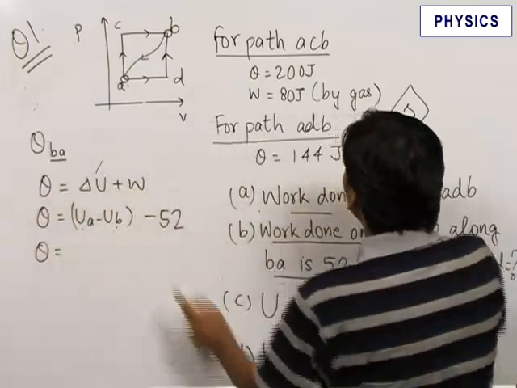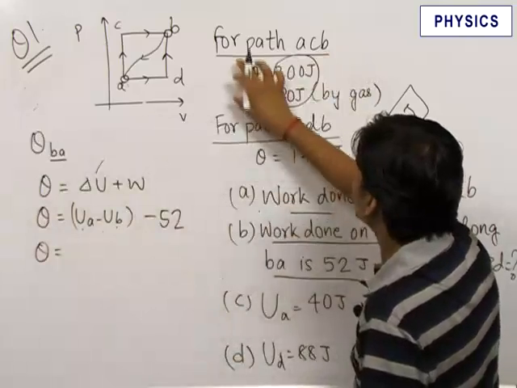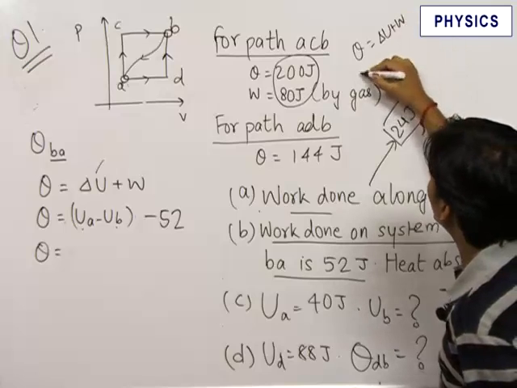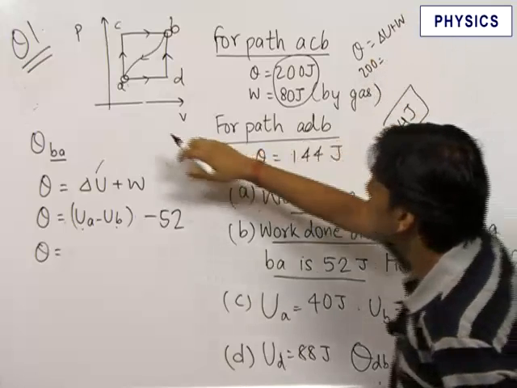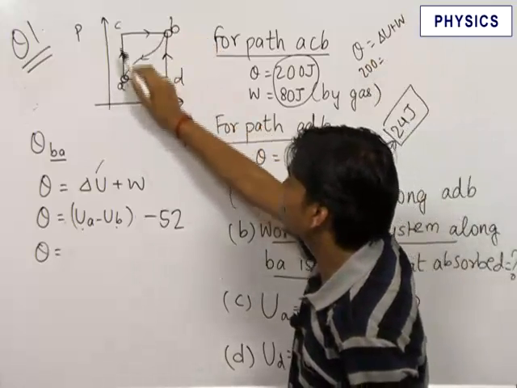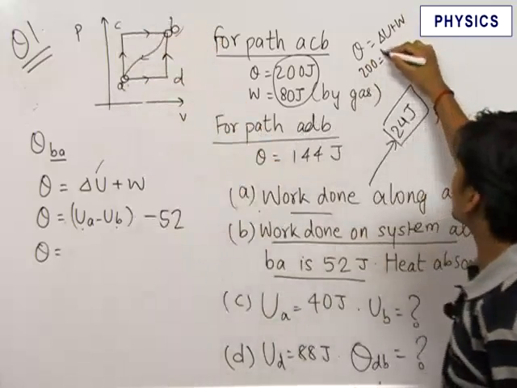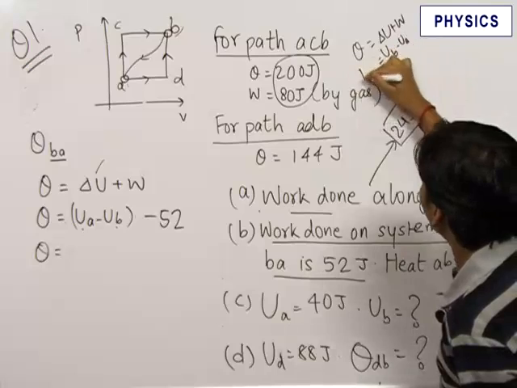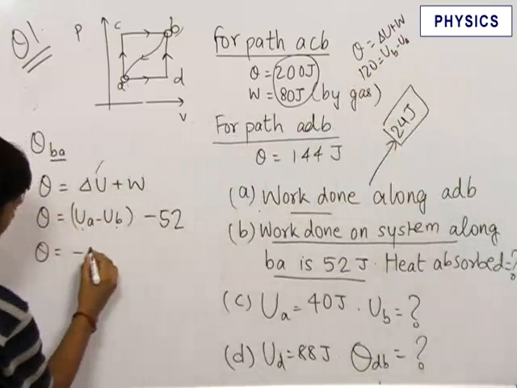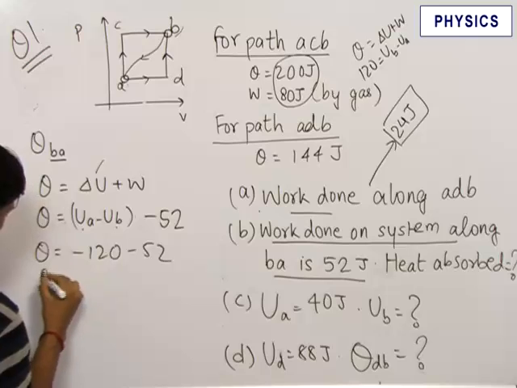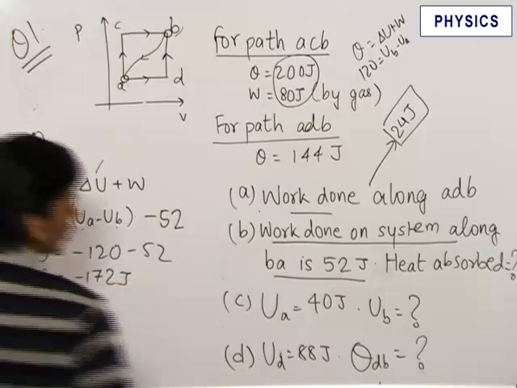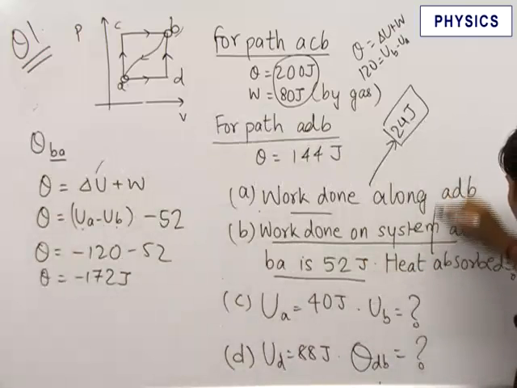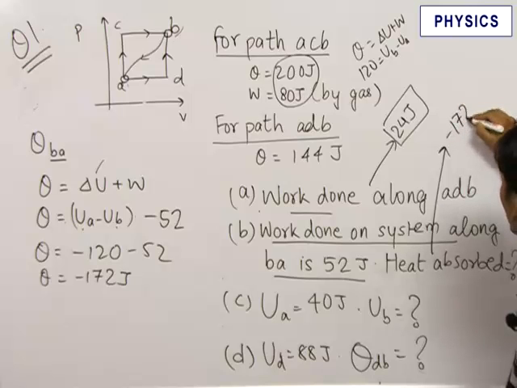This can be easily found out by using this information, because for the path ACB, we know that Q is equal to delta U plus W. Therefore Q, 200, is equal to delta U plus W. Delta U is equal to UB minus UA, because for the path ACB, the final state is B. So 200 is equal to UB minus UA plus W, that is 80. Therefore UB minus UA becomes 120. So UA minus UB becomes equal to minus 120, and Q is minus 120 minus 52. Therefore Q becomes equal to minus 172 joules. So our answer for the second part, that is the heat absorbed by the system along the path BA, comes out to be equal to minus 172 joules.